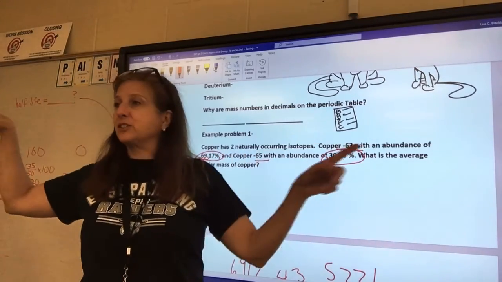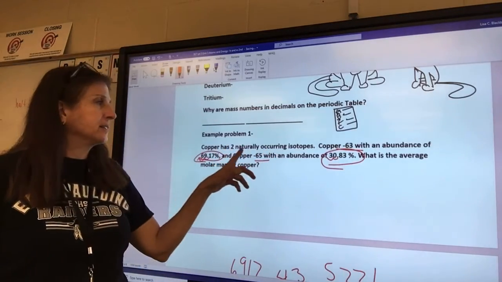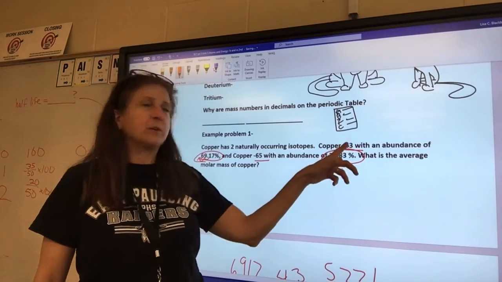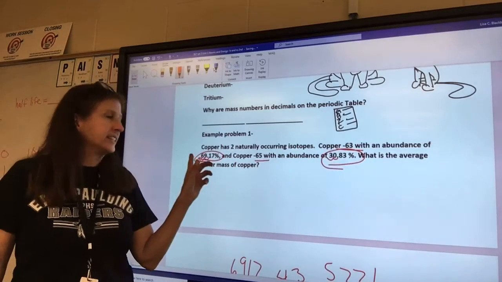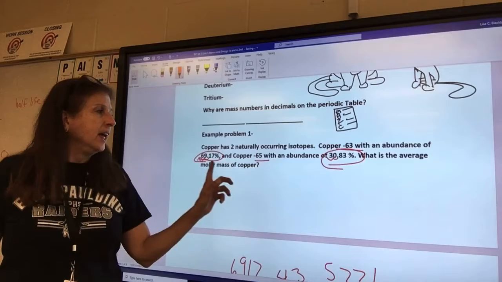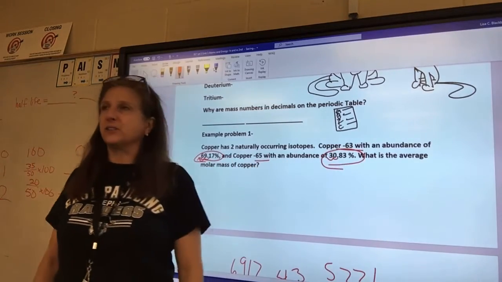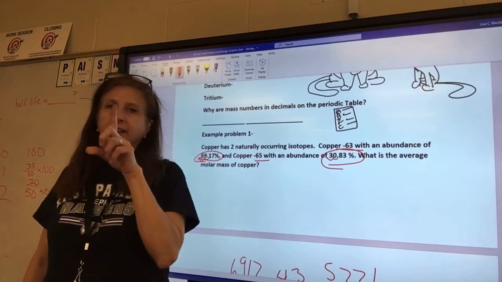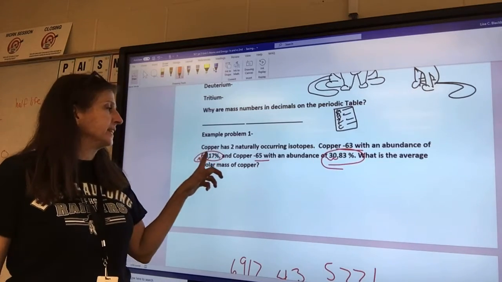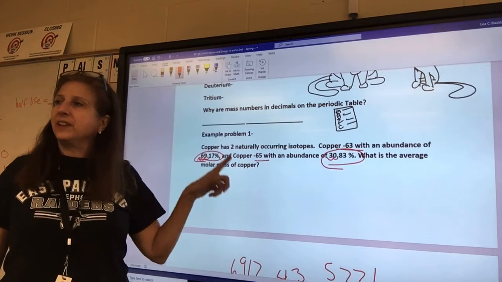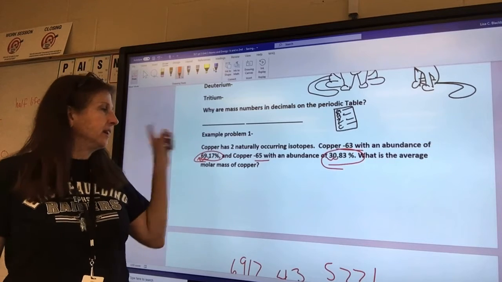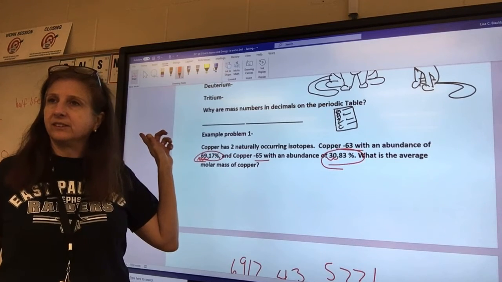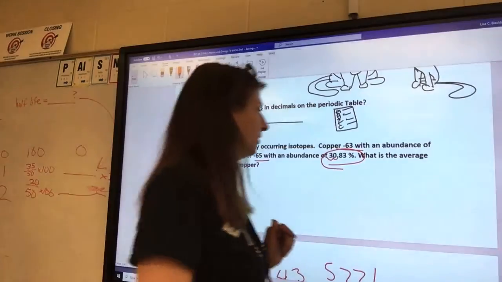Copper has 2 naturally occurring isotopes: copper 63 with an abundance of 69.17%, and copper 65 with an abundance of 30.83%. Step 1: you change these percents into decimals by moving the decimal place 2 places to the left. Everybody remember that from elementary school.